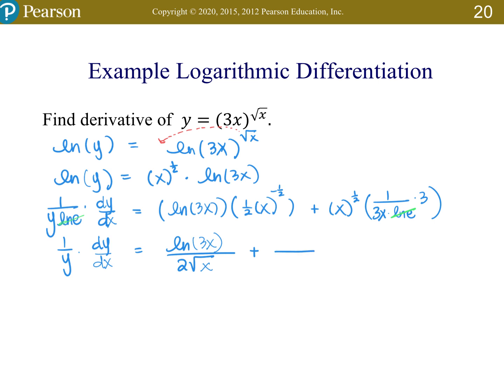And then the second one also has a numerator and denominator. The numerator will be rad x and the denominator will be plain x. And then you just need to get dy/dx alone. So the other side would become y times all of this.